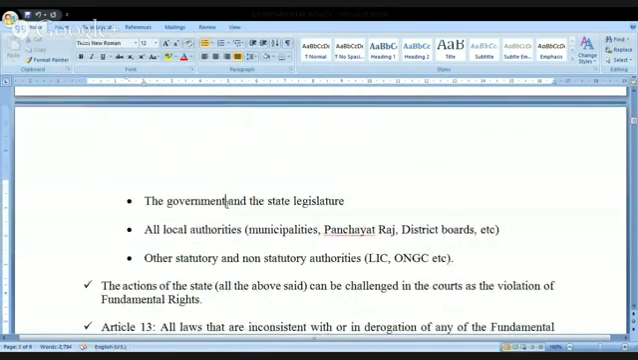the government of the state and the state legislature, all local authorities, meaning municipalities, Panchayati Raj, district boards, etc. Other statutory and non-statutory authorities. We know what is the meaning of statutory and non-statutory authorities. Okay, now I'm still going further.